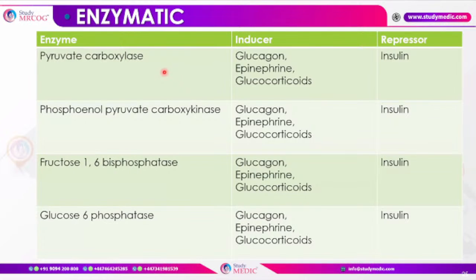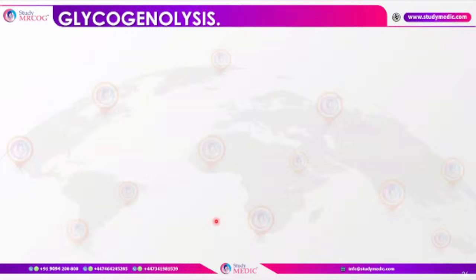So when does gluconeogenesis happen? That is, hormones like epinephrine, glucocorticoids, glucagon. If these levels are high, like when the person is starving or fasting, under these circumstances these hormones will be elevated. They are the ones which will be inducing the four key enzymes of gluconeogenesis. What is the action of insulin? Insulin has a repressive role on these four key enzymes. So that's about gluconeogenesis.